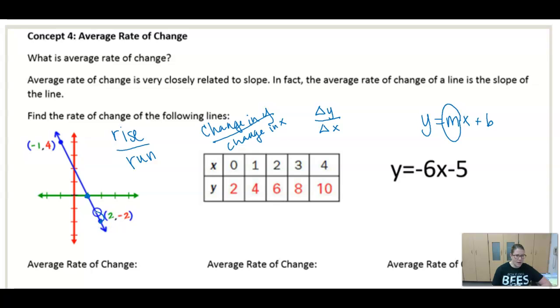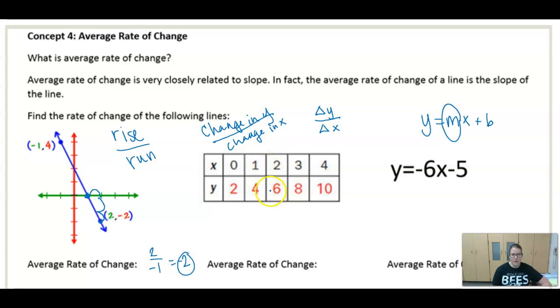So I would have to go up 2 to get to the same level as that other point. So that's the rise. The run, I would have to go back 1. And because I went back 1, I'm going to say the run is -1. So the average rate of change on this line is -2.